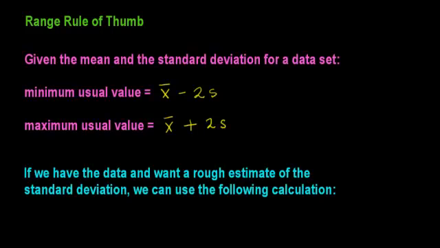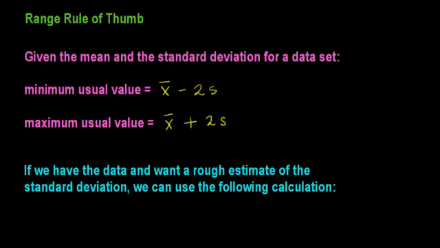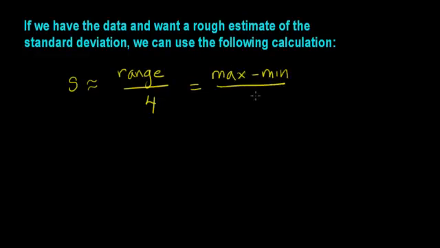As I said, sometimes we don't have the standard deviation, we just want a rough estimate of that, and there's a calculation we can use to determine that. If we have the data and we want a rough estimate of the standard deviation, we can use this calculation. The standard deviation is approximately equal to the range divided by 4. Recall that the range is just the maximum value minus the minimum value, and then we would divide by 4. So let's look at an example and see how we would use this maximum usual value and minimum usual value.